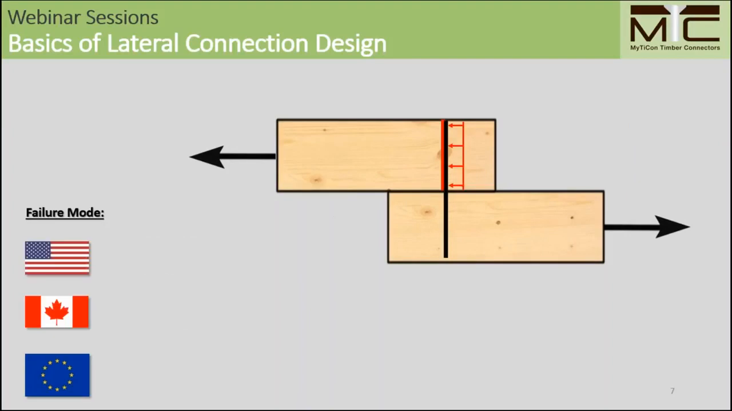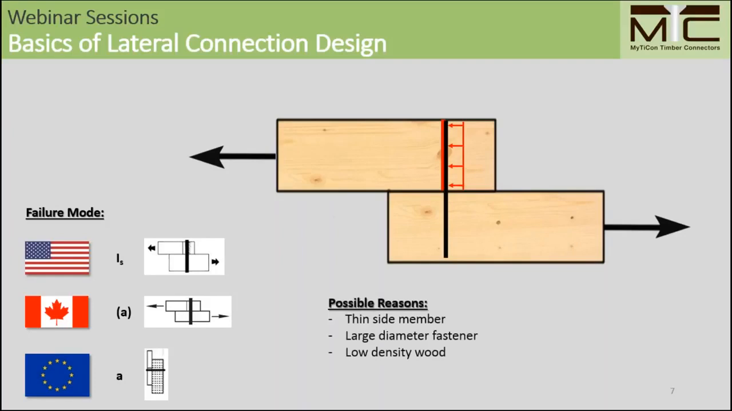The design standards in the US, for example, refer to this failure mode as failure mode 1S, where S stands for the side member. In the CSA O86 or the EC5, this is relatively similar. Those also use the European Yield Model approach, and here the failure modes are called failure mode A.